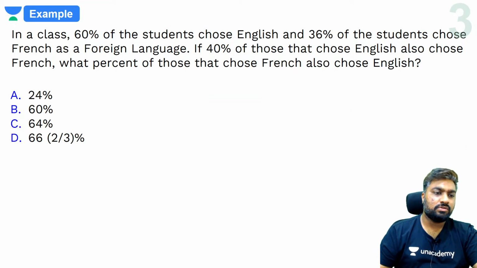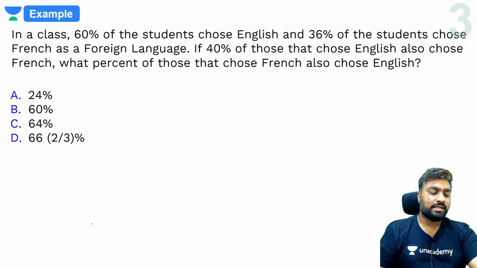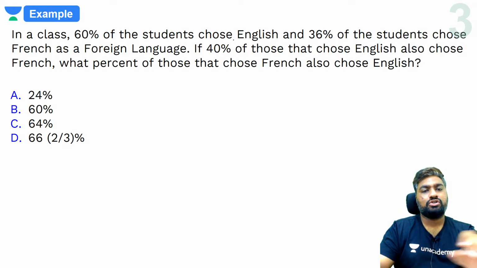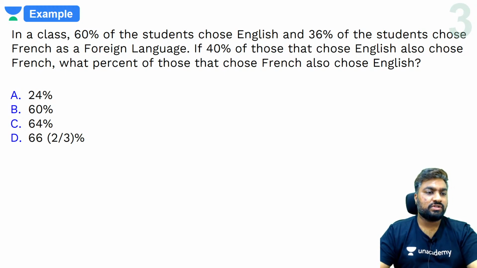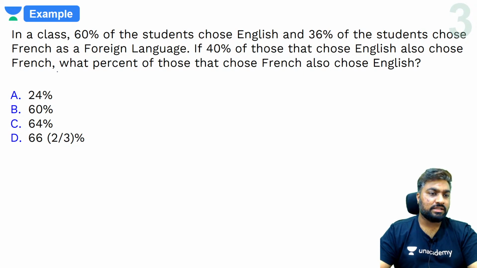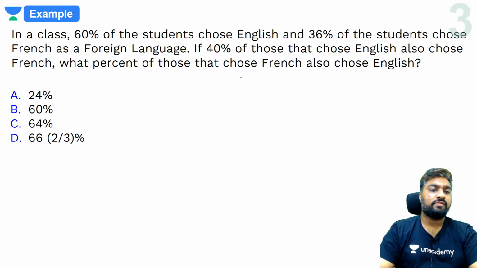चलो, so let's use this Bayes theorem in a question. Read the question carefully. So I'll read the question, I'll explain the question, you do the solution. Okay, in a class 60% of the students choose English, 36% of the students choose French as a foreign language. Now they're saying if 40% of those that choose English also chose French, then they're asking what percentage of those that chose French also choose English.